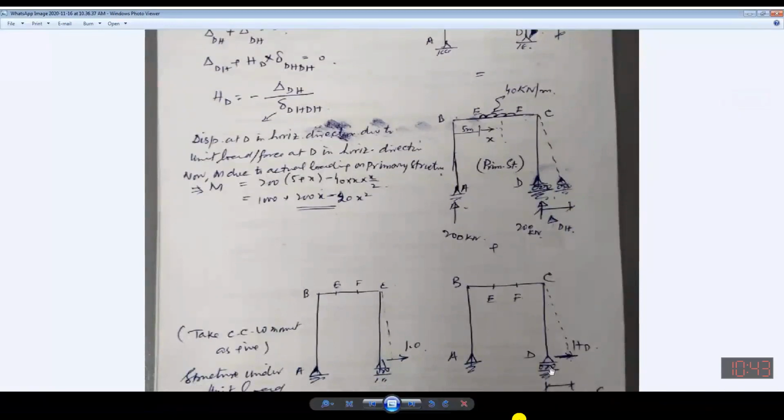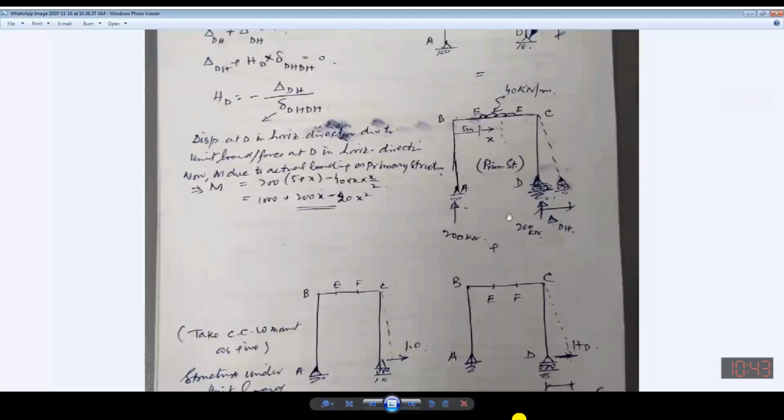So just for the analysis purpose, it is stable. It is not unstable. You can see this is a hinge, this is a roller support, so this is stable. And the second is that this is determinate. Okay? So these are the two primary characteristics of the primary structure.